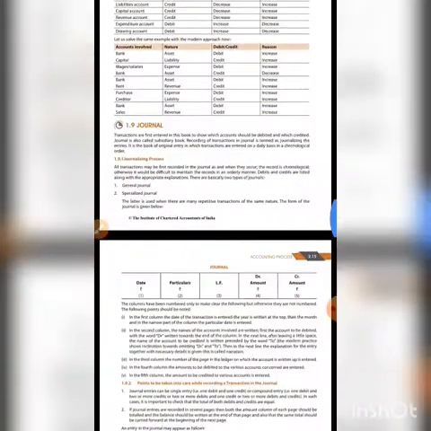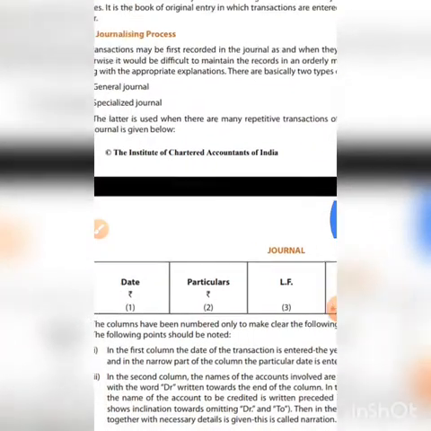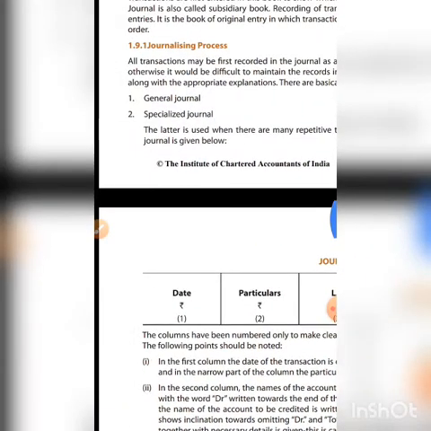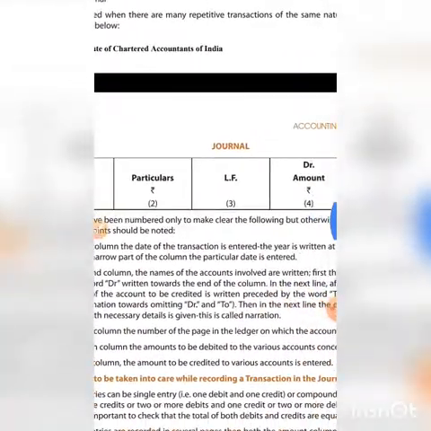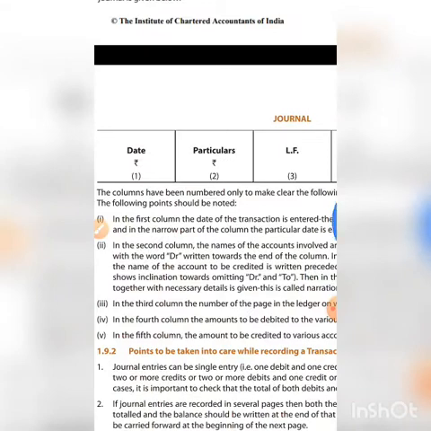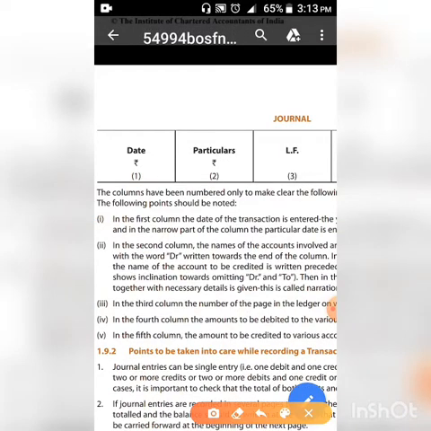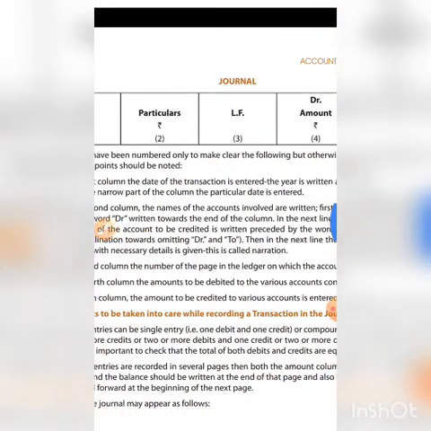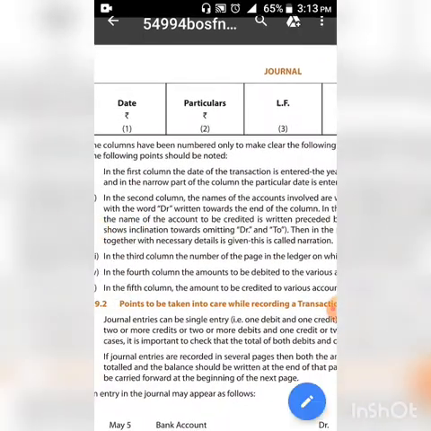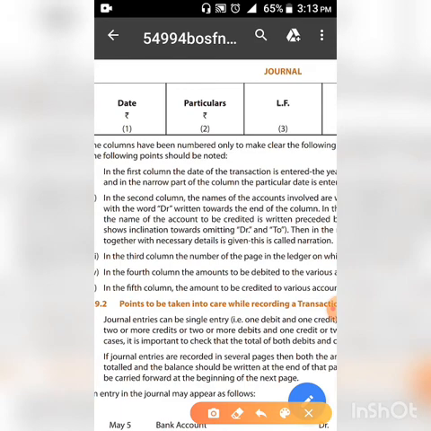Okay, let us learn about the journalizing process. They are basically of two types: general journal and specialized journal. And this format is very important while recording the journal entries: date, particulars, LF, debit and credit amount.